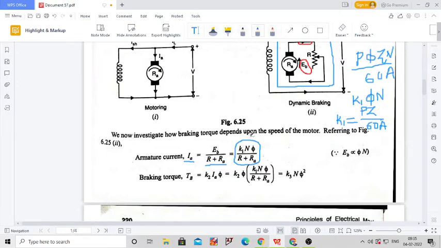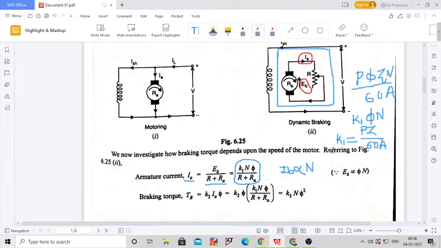Now what will happen if we consider this equation? Ra is generally constant, and once we adjust the variable resistance R, it is also constant. If we consider the flux phi also constant, then we can say that the braking current Ib, the armature current flowing during braking, is proportional to the motor speed. As the armature is disconnected from the supply, the speed of the motor goes on decreasing. So at the initial stage the braking current is high, and then as the speed decreases, the armature current also decreases.